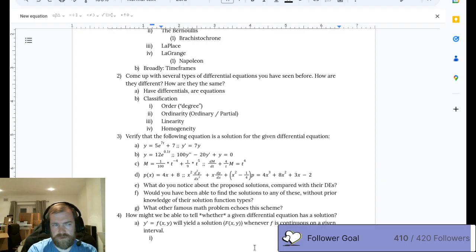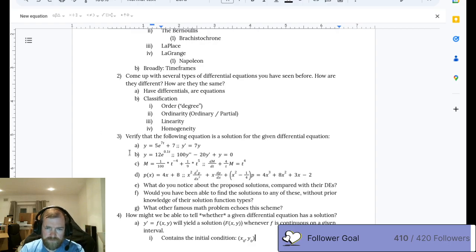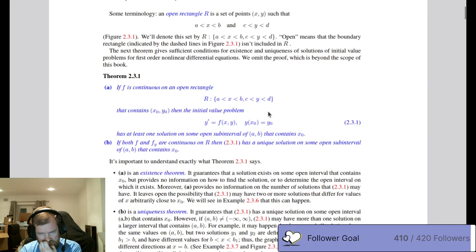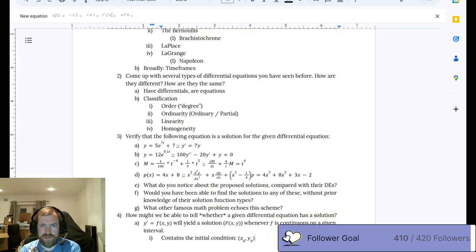And then we need to also contain the initial condition. That's going to be our point x0, comma y0. At least one solution must exist.